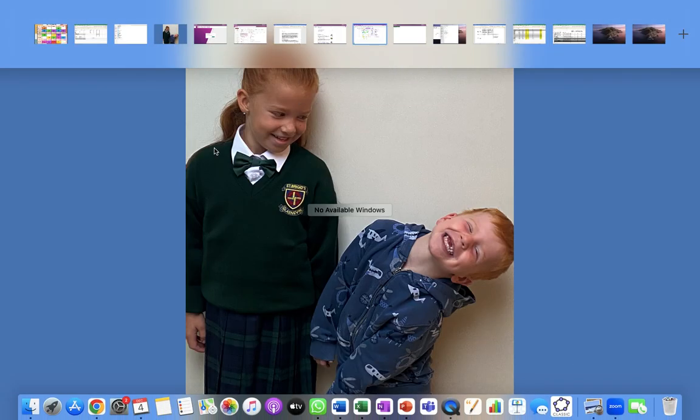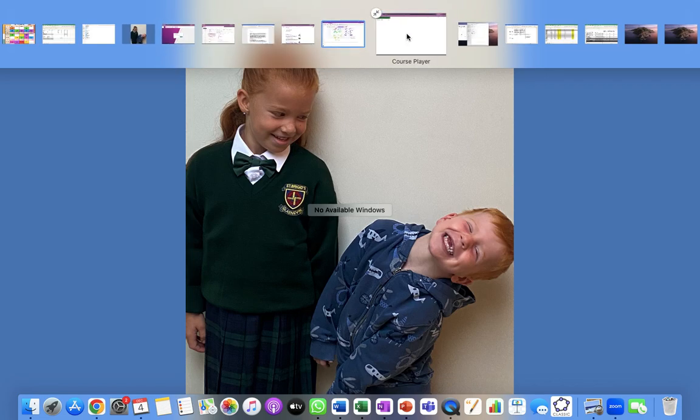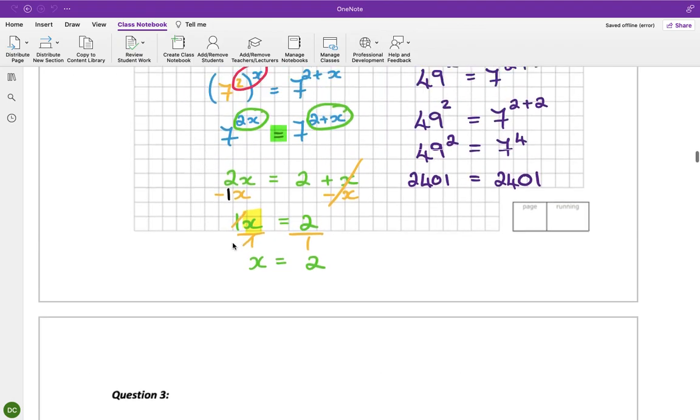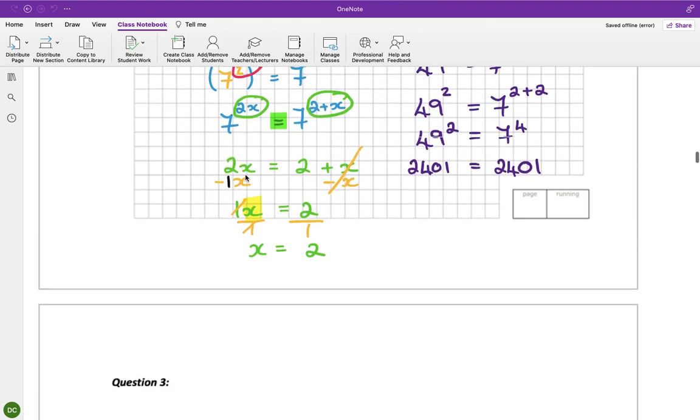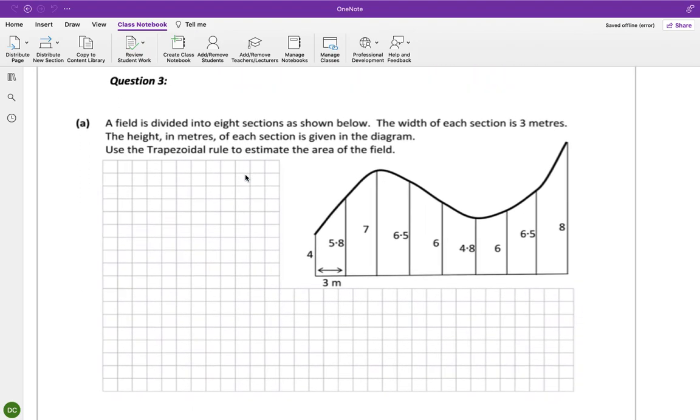Now, how am I going to... I'll keep going. I'll figure it out in a second how I'm going to get the marking scheme for that. Anyway, this was the trapezoidal rule. We did this in class last week.